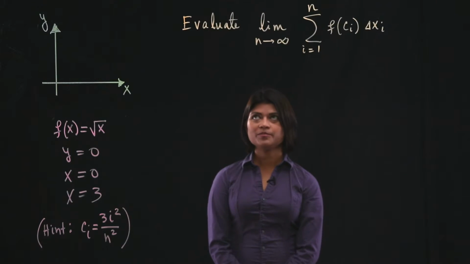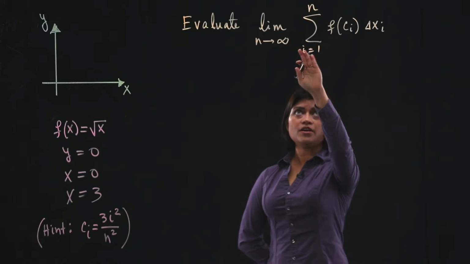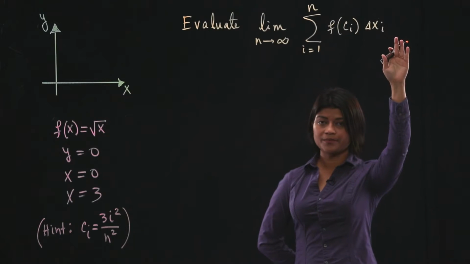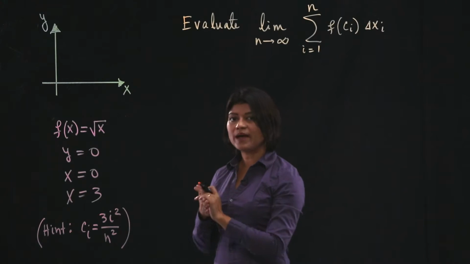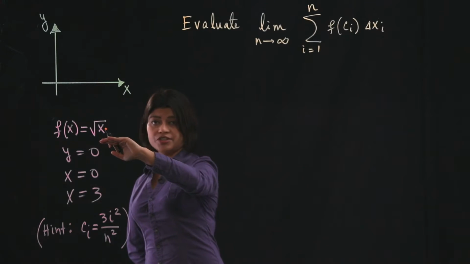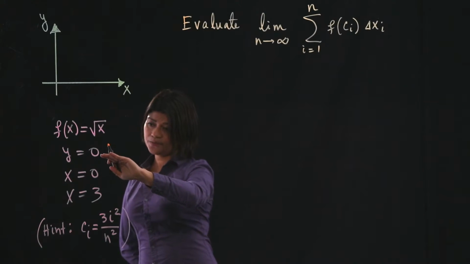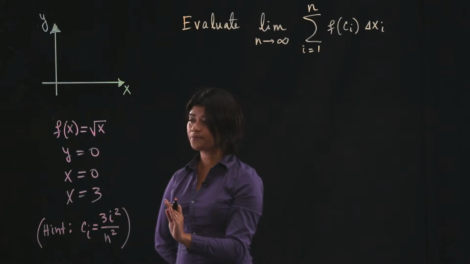Hello, I'm Papia. In this problem, we have to evaluate a limit, and it is this limit of the sum f of ci times delta xi. And we have to evaluate this limit over the region that's bounded by the graphs of these equations. The function is square root of x, and we have y equals 0, that's the x-axis, and these are the x values between x equals 0 and 3.